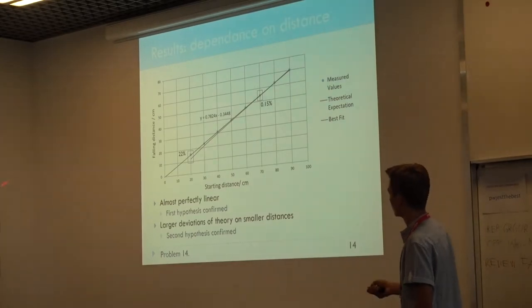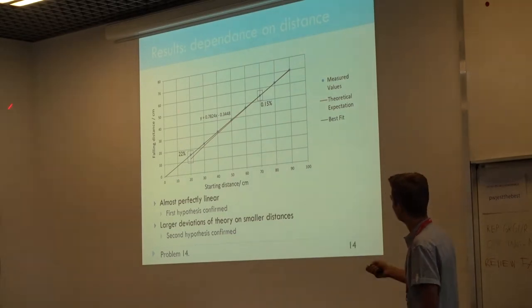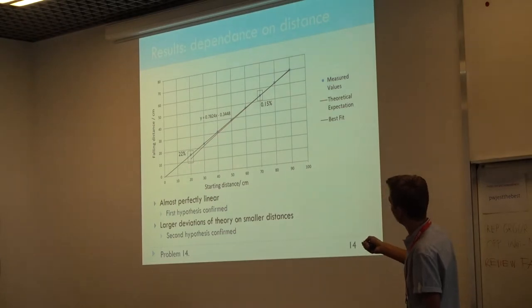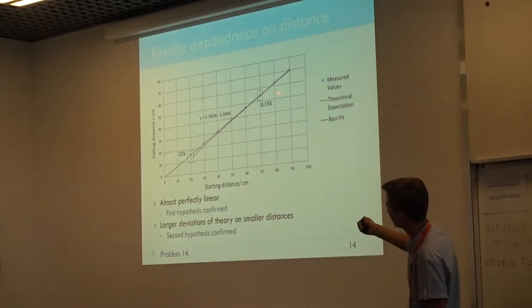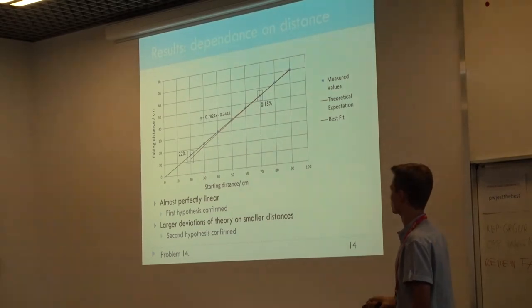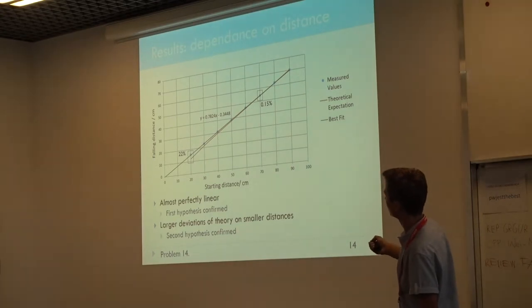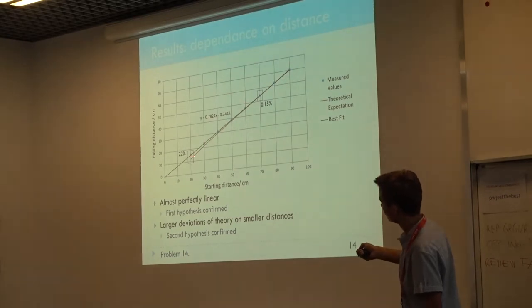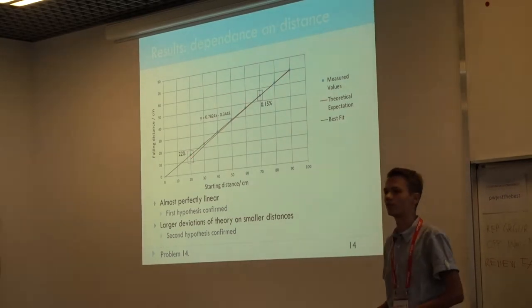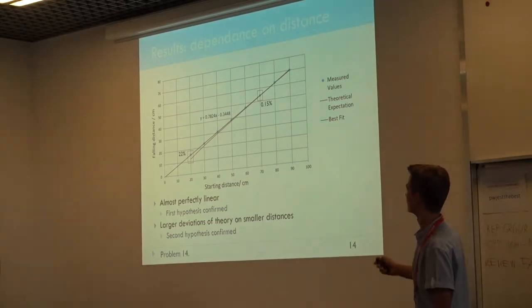So here you can see a graph. We have the starting distance of the small weight on the x-axis and the falling distance of the large weight on the y-axis. And the blue points are the measured results. And you can see they fit a linear line perfectly, which also goes through the origin, which is exactly what I expected, confirms my first hypothesis. And this red line is a theoretical expectation. And you can see that the theory makes very good predictions at large distances. But as the distance goes down, the theory starts deviating more from the experiment. So just the way I thought, the approximations have much less effect at larger distances.